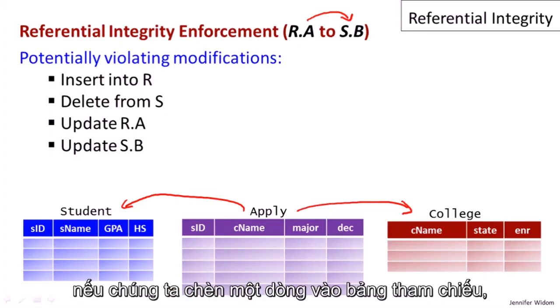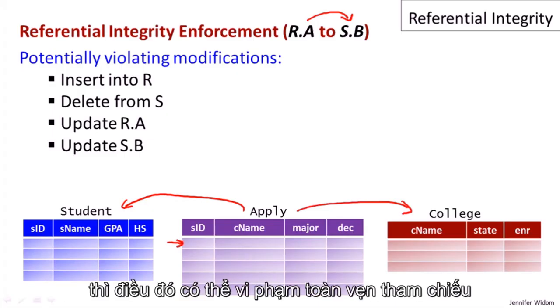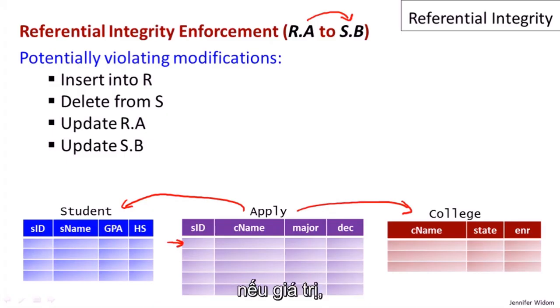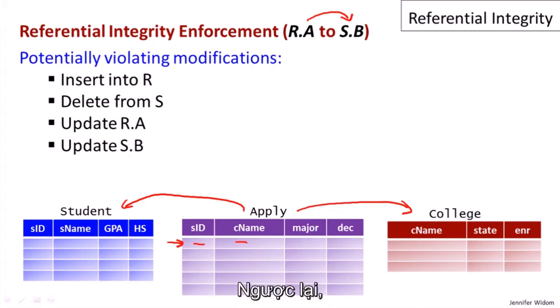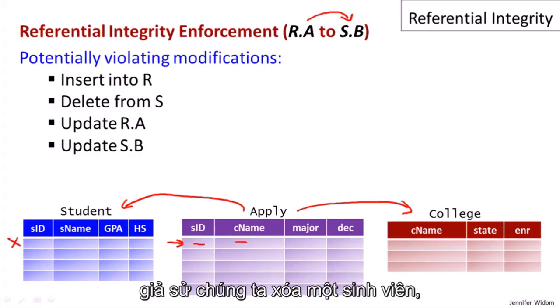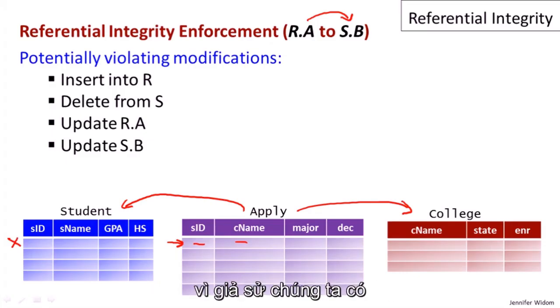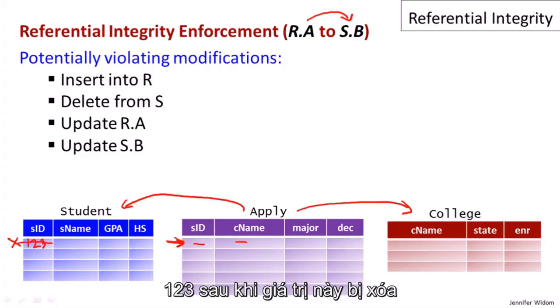Certainly, if we insert a tuple into the referencing relation, so if we inserted a tuple into the apply relation, that could potentially violate the referential integrity if the values, say in SID or CNAME, didn't have matching values in the referenced relations. Conversely, if we delete from a referenced relation, say we delete a student, then that could cause a violation because, say, we have the 1, 2, 3 value here, any apply tuple that was referring to 1, 2, 3 after this is gone would then have effectively a dangling pointer.